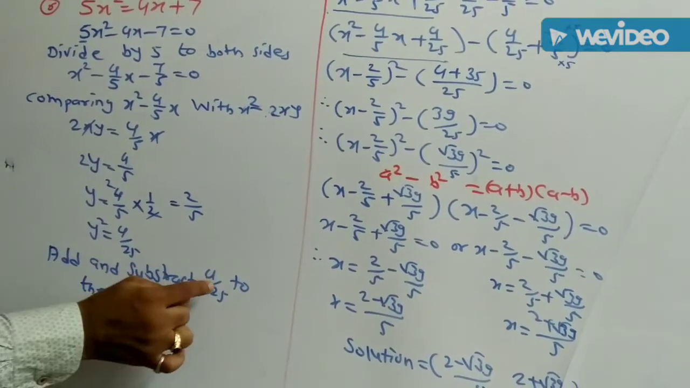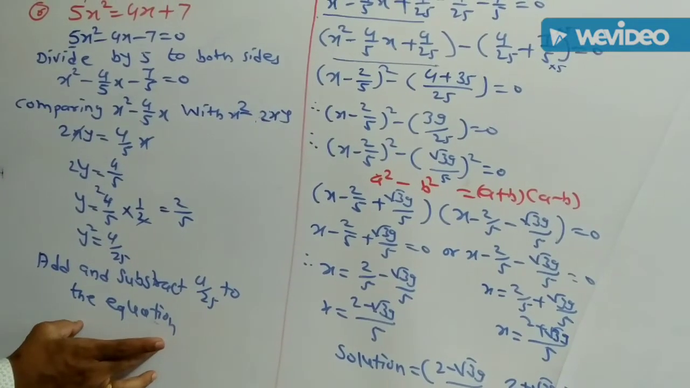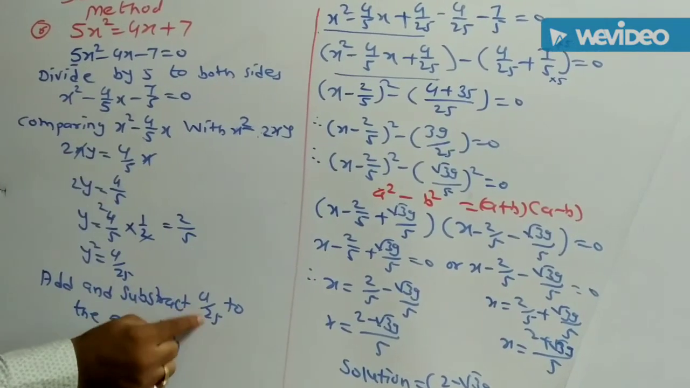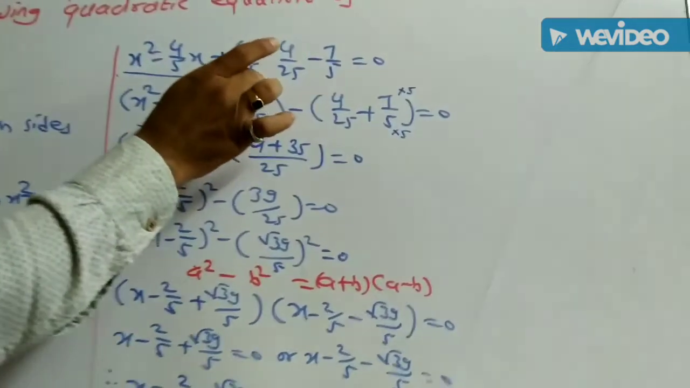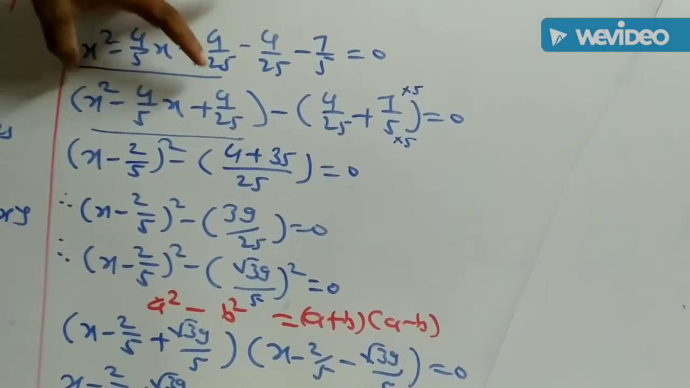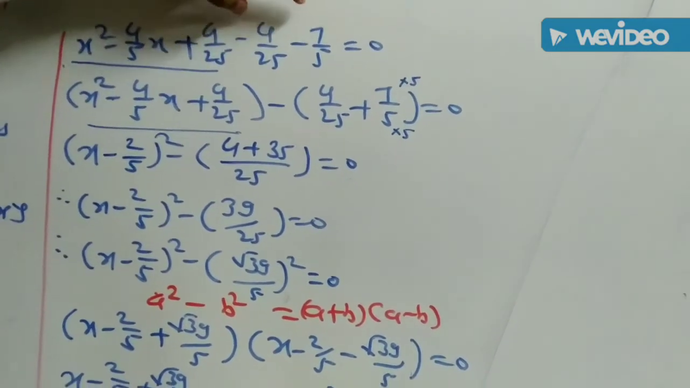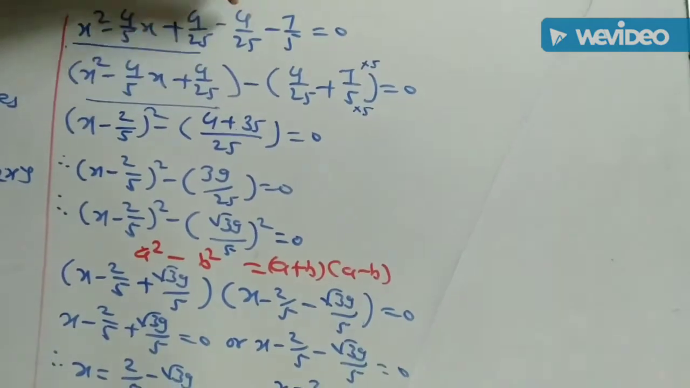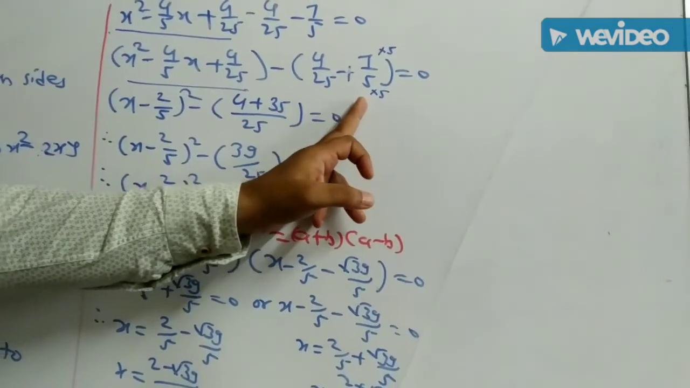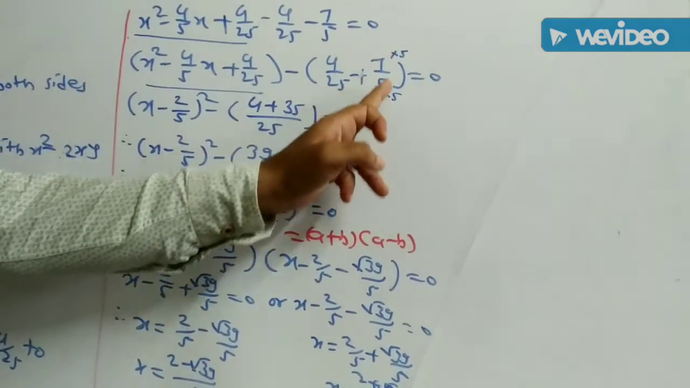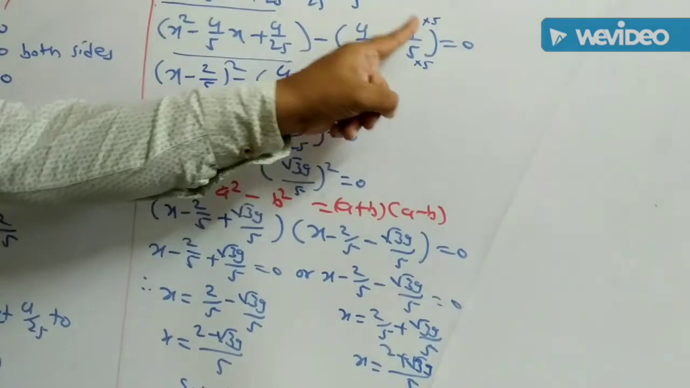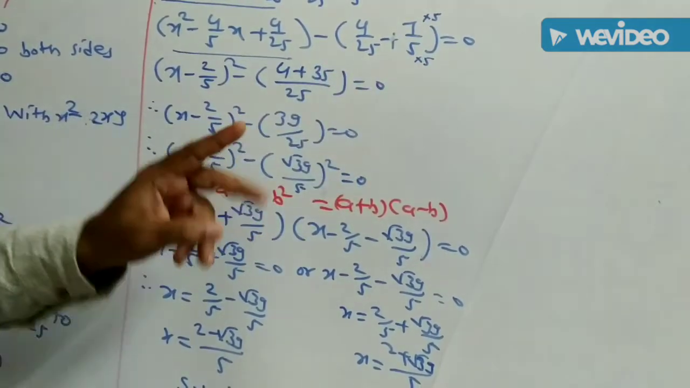Add and subtract 4 upon 25 in the equation. We get x square minus 4 upon 5x plus 4 upon 25 minus 4 upon 25 minus 7 upon 5. Write the first three terms in the bracket. Now adjust the last two terms. For that, minus gets common. We get 4 upon 25 plus 7 upon 5. Now here make the same denominator. For that, 7 upon 5 is multiplied and divided by 5 because 5 fives are 25. Here we get 35 and 25.